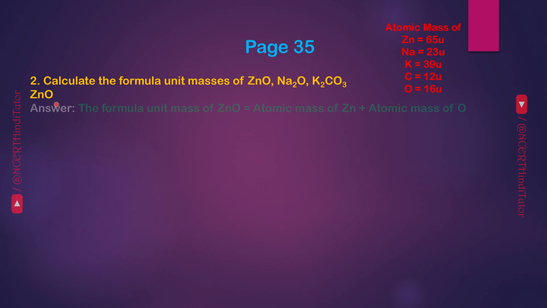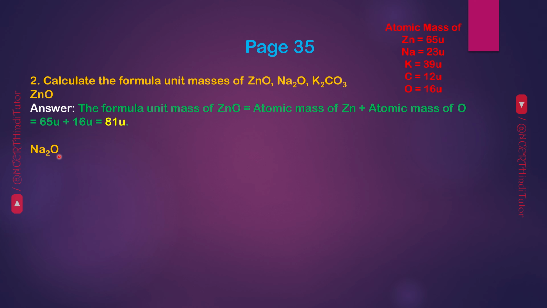First, ZnO. The formula unit mass of ZnO is equal to atomic mass of zinc plus atomic mass of oxygen, and we know atomic mass of zinc is equal to 65 unit and that of oxygen is 16 unit. So 65 unit plus 16 unit, because here only one atom of zinc and one atom of oxygen is present. So answer is 81 unit.